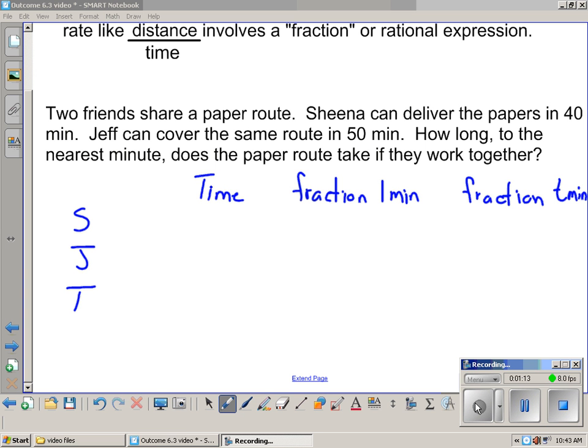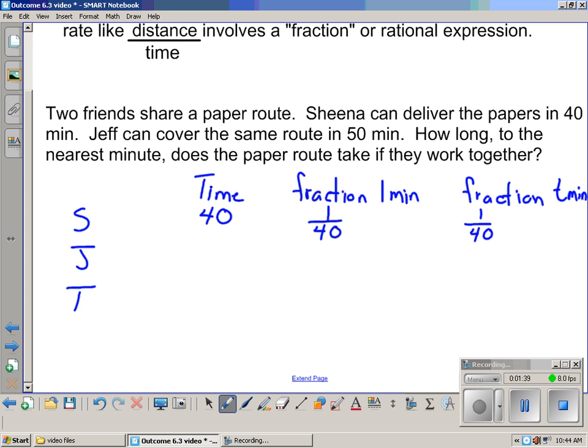Now, our question tells us that Sheena can deliver the papers in 40 minutes. So her time is 40 minutes. How much of that can she do in 1 minute, or what fraction? Well, the fraction would be 1 over 40 because she can do 1/40th of the job each minute. What fraction of the work would she do in t minutes? Well, if she does 1/40th in 1 minute, then 1/40th times t would give us the fraction that she does in t minutes. I can rewrite this as t over 40.